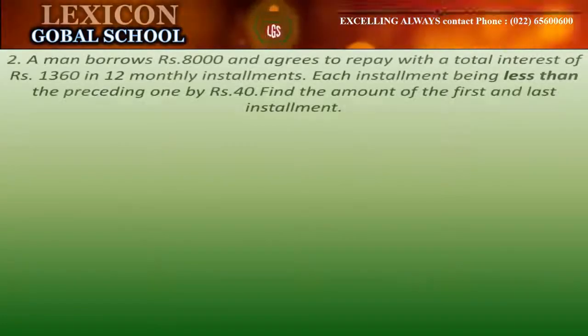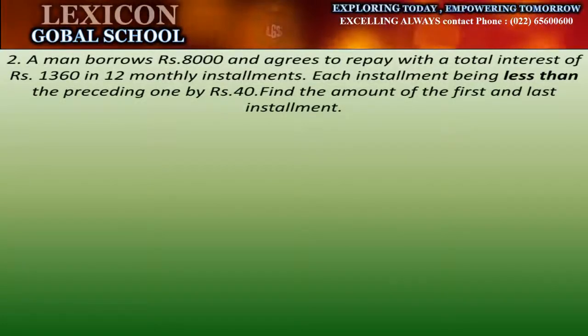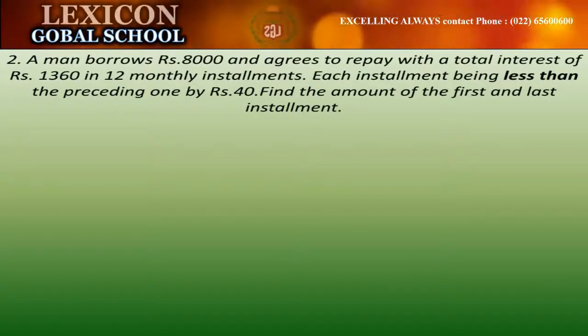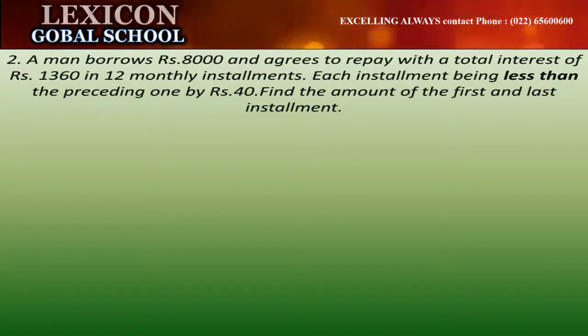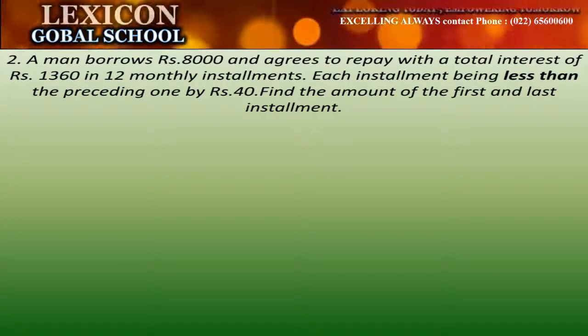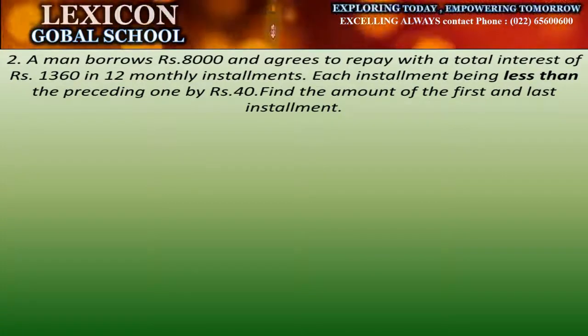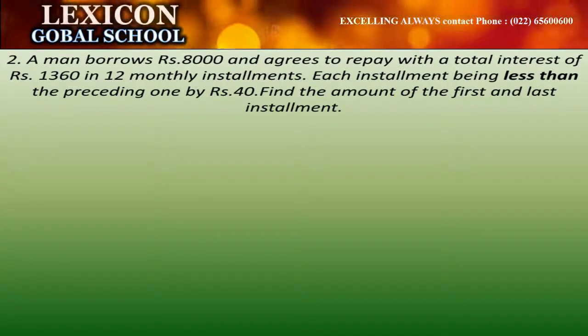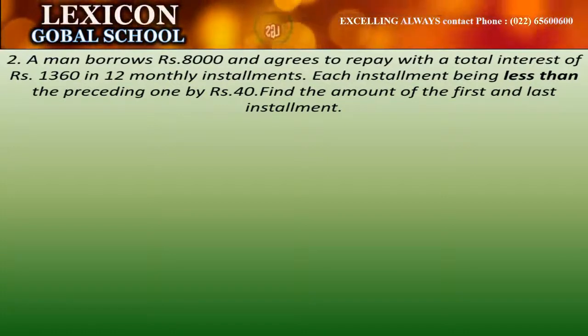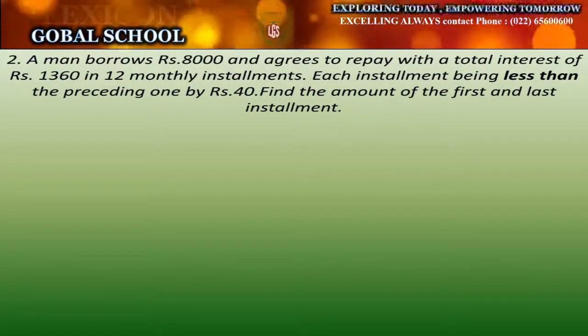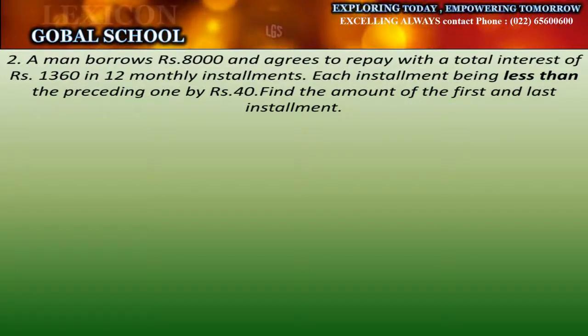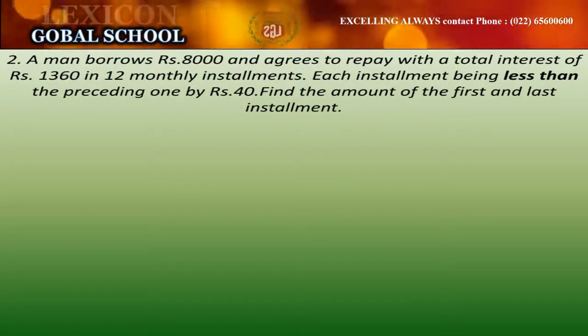Let's move on to our second sum. Your second sum says, a man borrows rupees 8,000 and agrees to repay with a total interest of rupees 1,360 in 12 monthly installments, each installment being less than the preceding one by rupees 40. Find the amount of the first and the last installment.